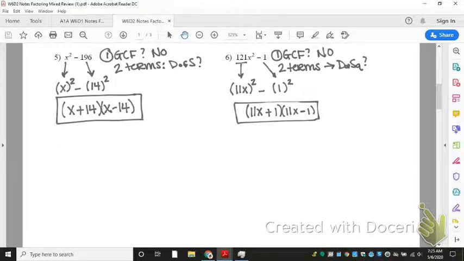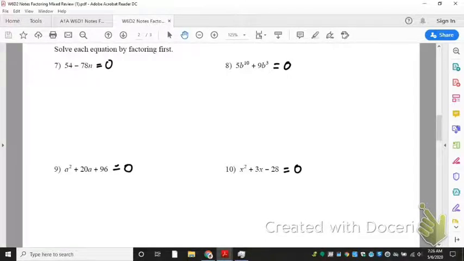Okay, cool. So we're going to keep on practicing this stuff. Now we're going to solve. So on your homework, yours already has the equal 0 on it, I believe. For some reason, mine decided not to show up, which is awesome. But that's okay. I just wrote them in. It's still the same questions. The equal 0 for some reason is not present.